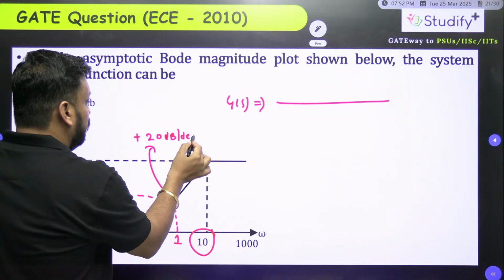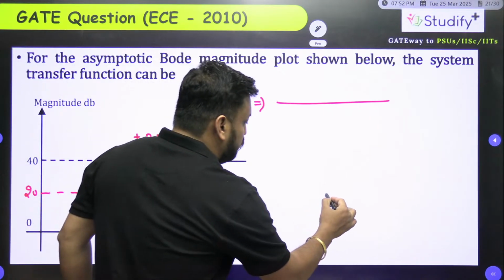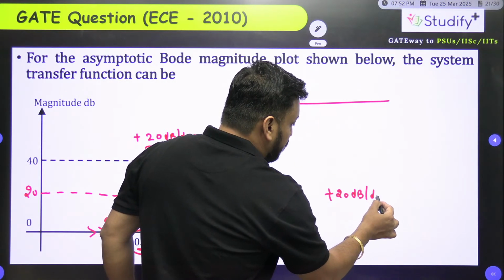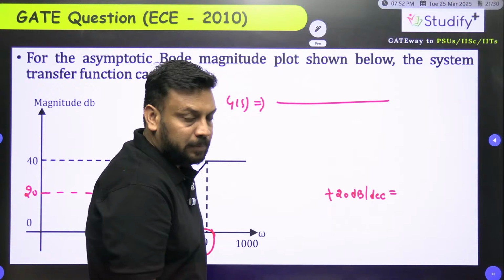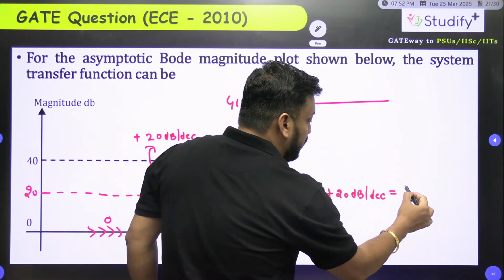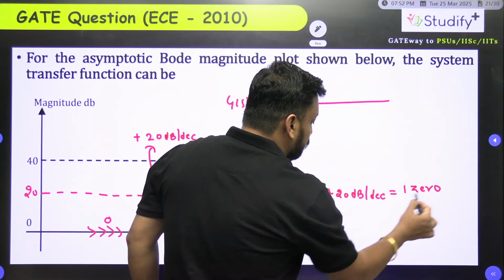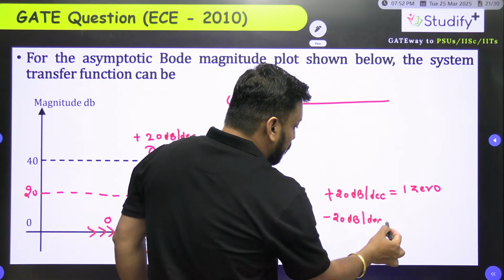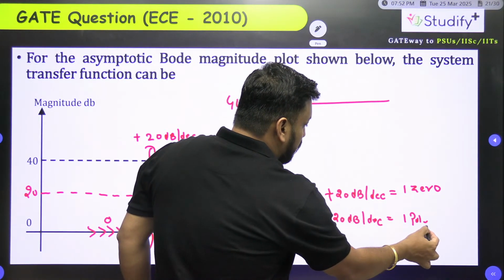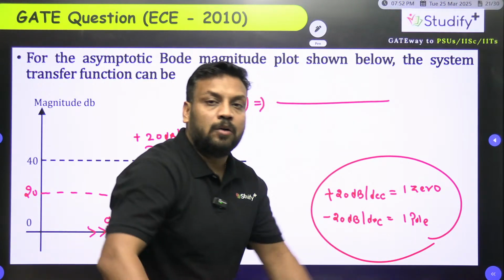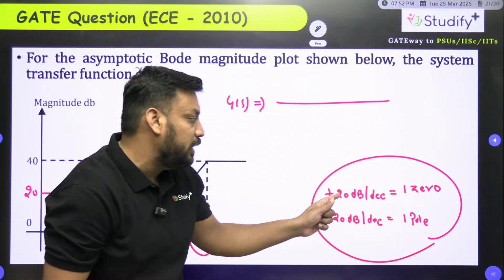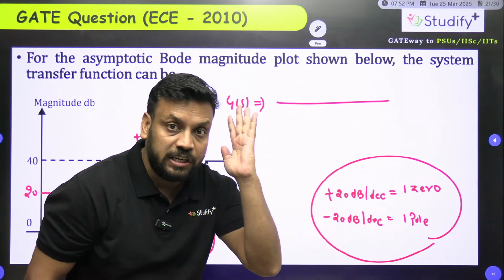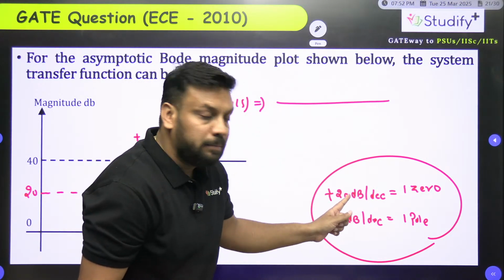As I already told you, I am just repeating this for you, I already explained everything in the last class, by the way. Plus 20 dB per decade represents 1 zero, and minus 20 dB per decade represents one pole. If you know this simple concept, now suppose that in future the examiner asks, we have the initial slope plus 60 dB per decade.